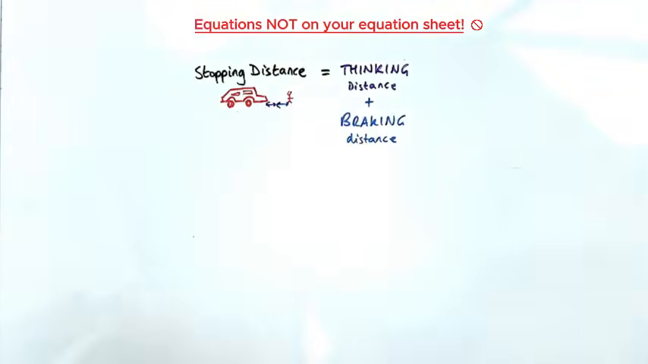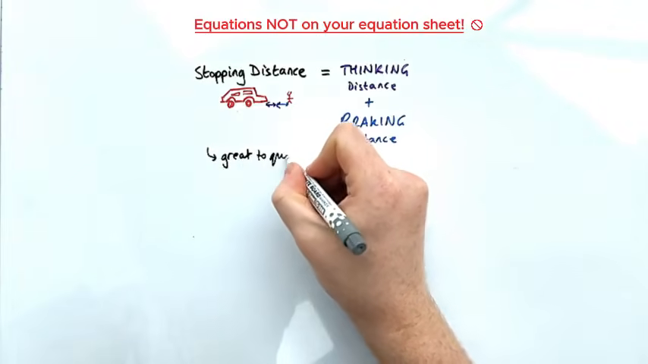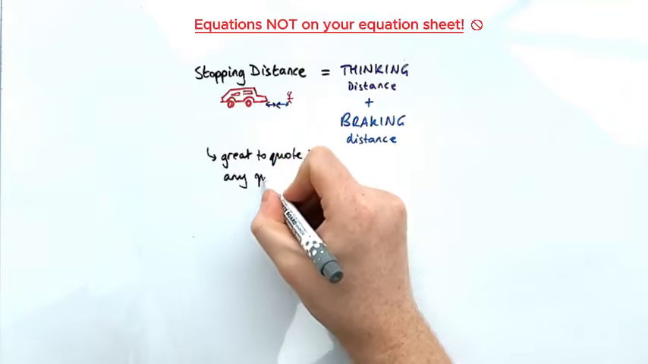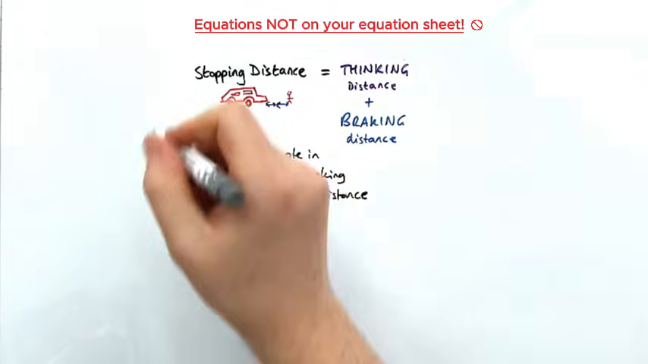So that equation is not in your equation sheet, but it's a really useful one to know and to quote in questions. Because whenever they ask you about thinking or braking distance or reaction time and how it affects stopping distance, just quoting that equation itself will get you a mark because it's not on your equation sheet.